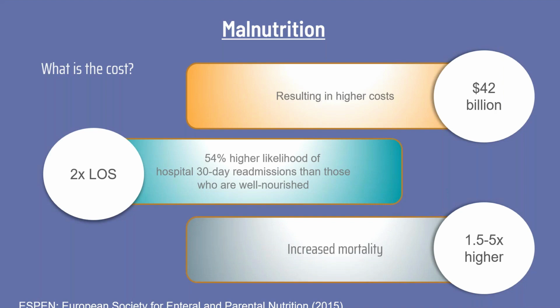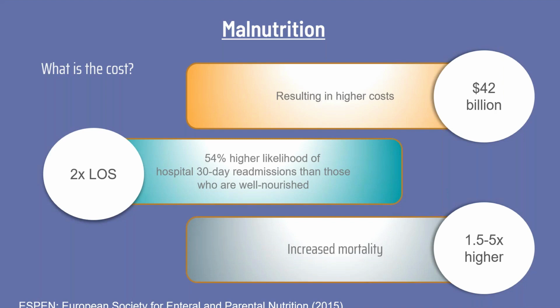Poor nutrient intake can result in malnutrition. So what is the cost? There are multiple costs associated with malnutrition in the older adult population. One being the financial cost, that there's a higher cost, up to about $42 billion a year spent as a result of malnutrition in older adult populations, either institutionalized or acute care or in the community-based older adult population.